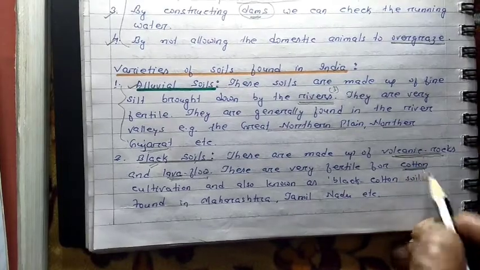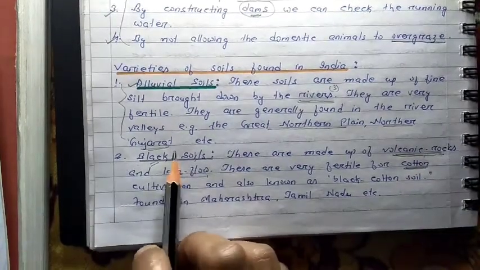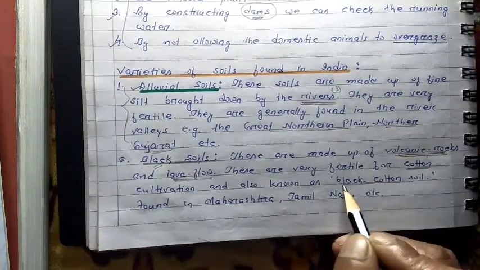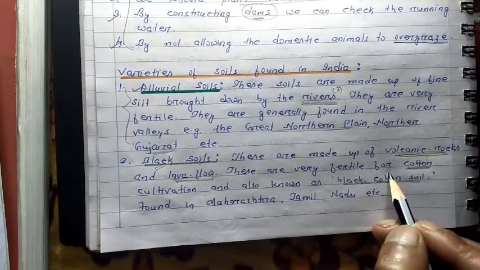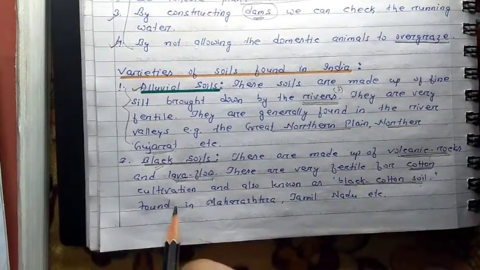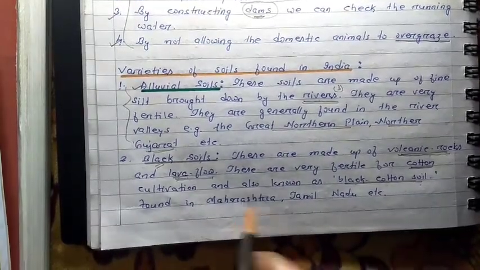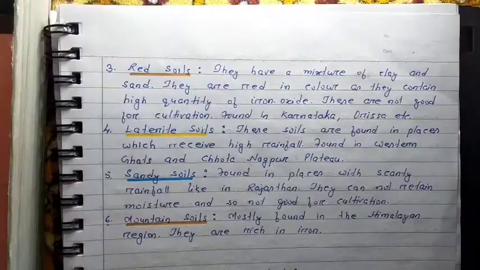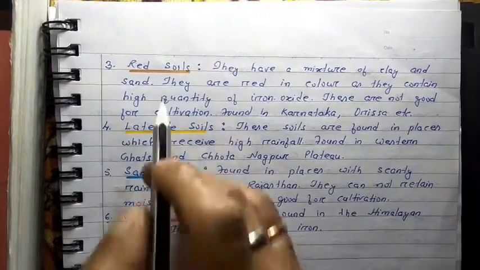Cotton can be cultivated well in the black soil, and that's why sometimes it is also known as the black cotton soil. Since the color is black and it is good for cotton cultivation, that's why it is known as black cotton soil. And generally in our country it is found in Maharashtra and Tamil Nadu. That's about black soil. The next type of soil is here red soil.